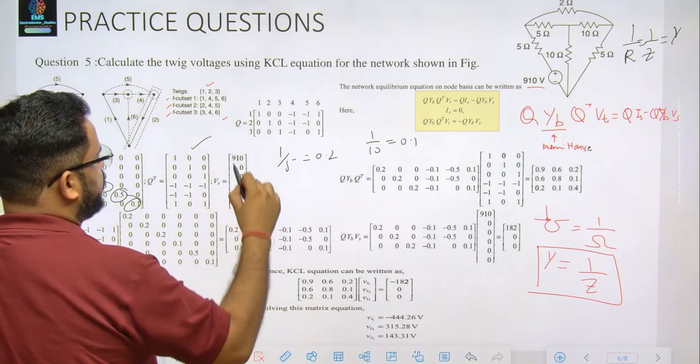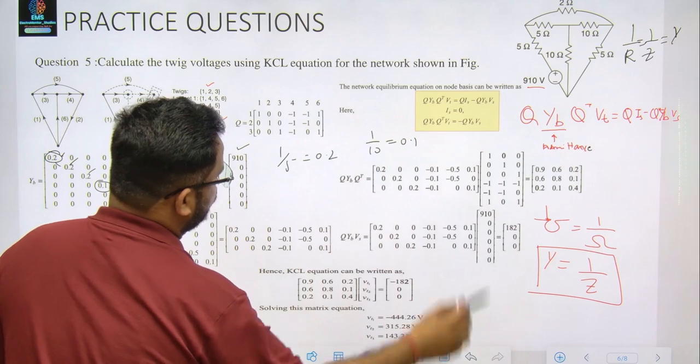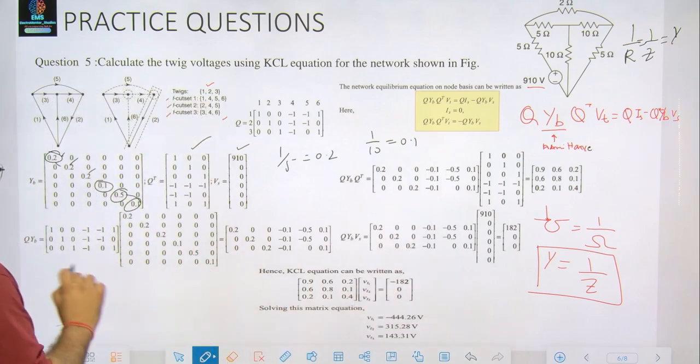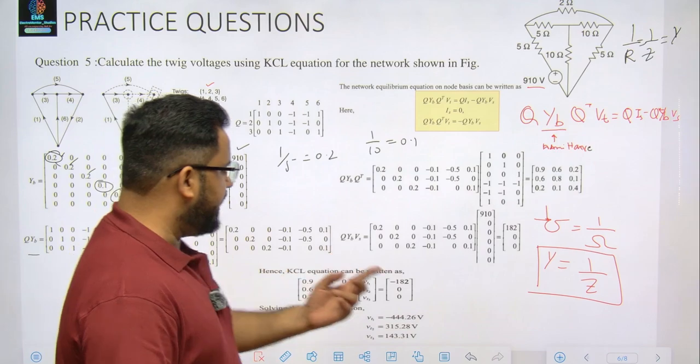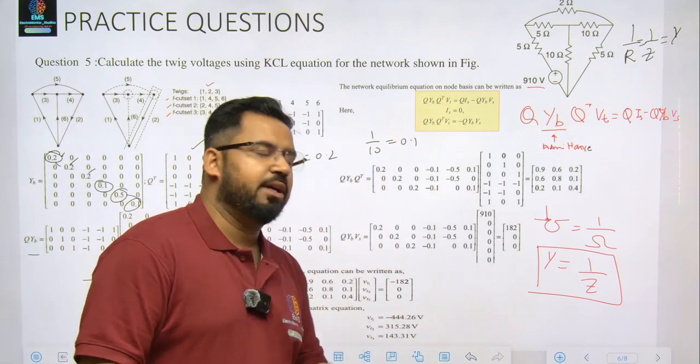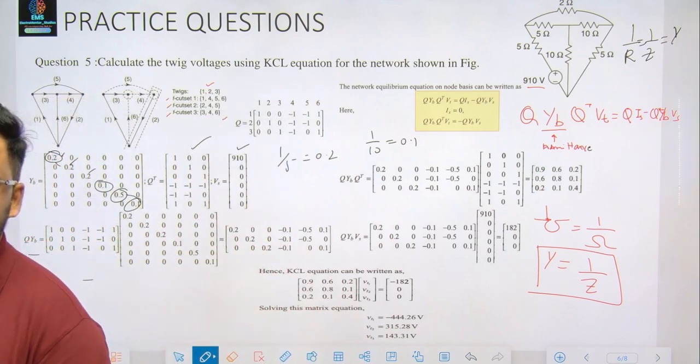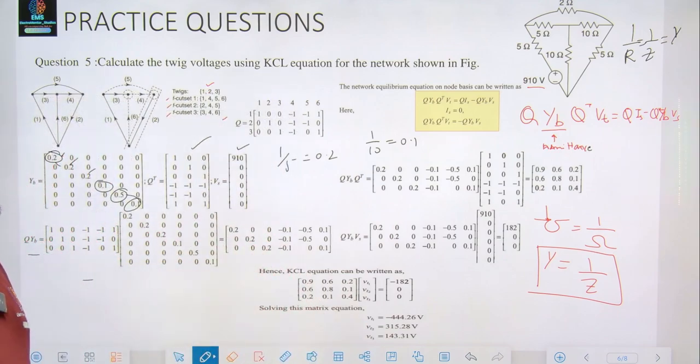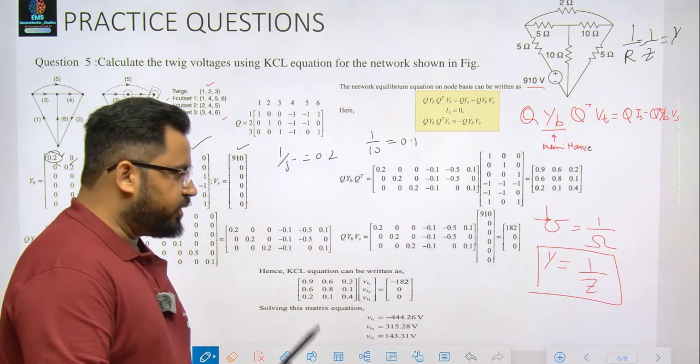You take the Q transpose. I've got the value of VS given to me. Now finding out all the values, multiplying and getting to the equation where I can find out the twig voltage VT. So this is how we are using graph theory to calculate all the parameters of the circuits. Clear everyone? You can take the screenshot.